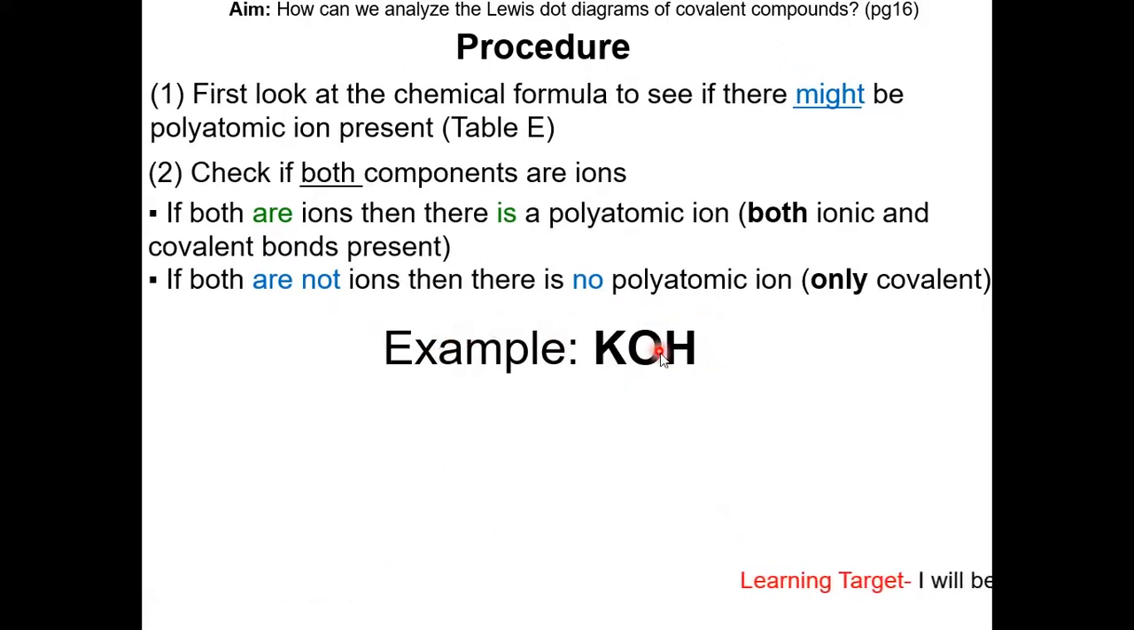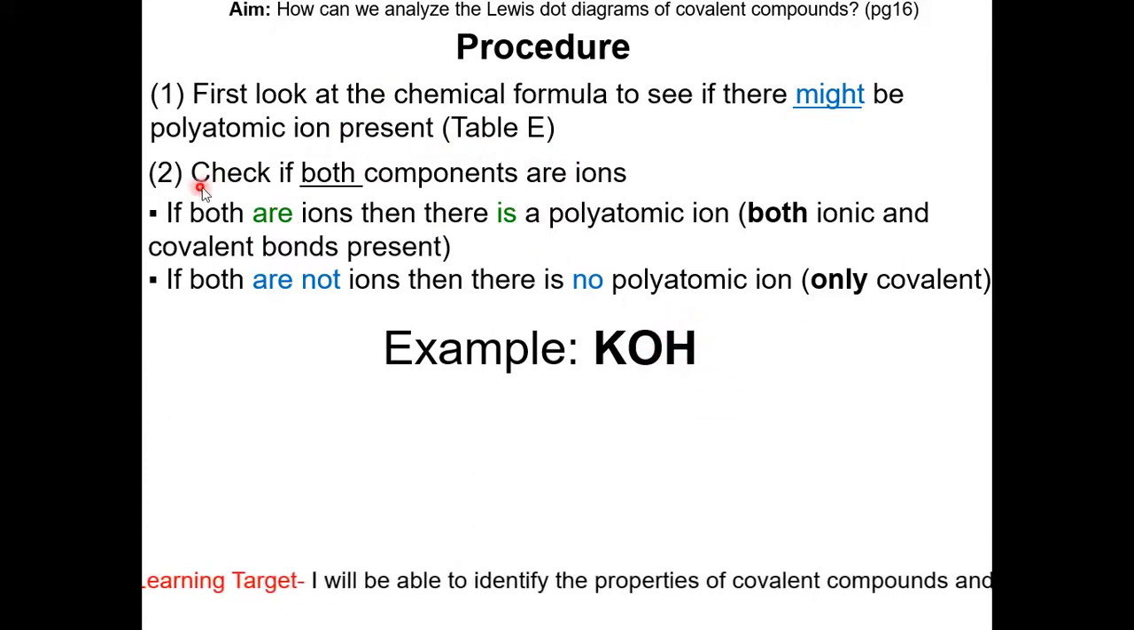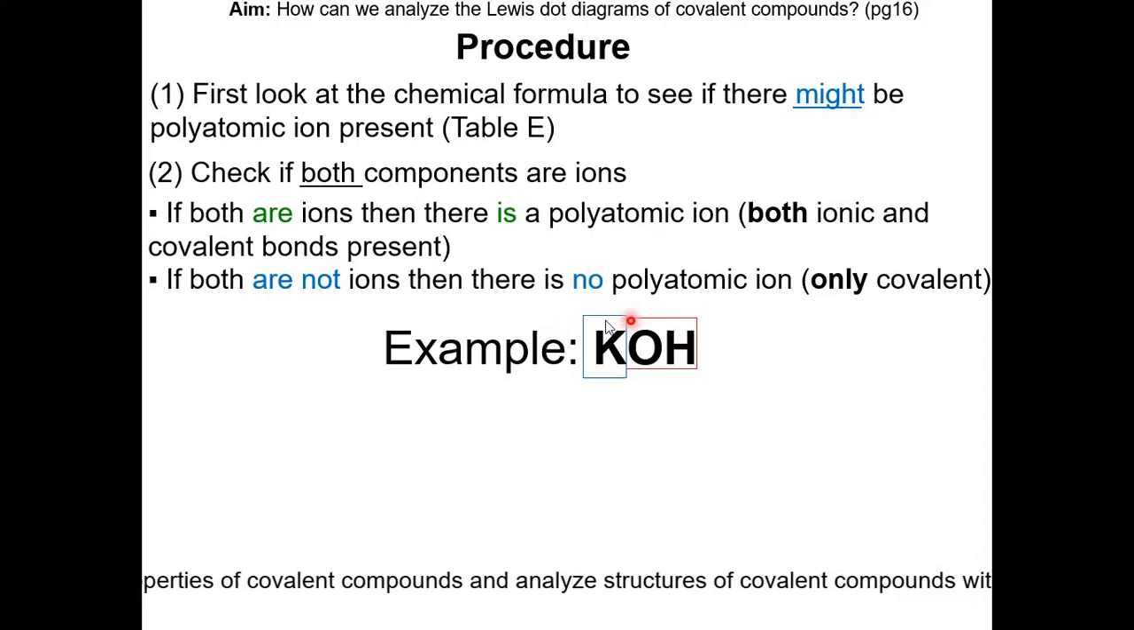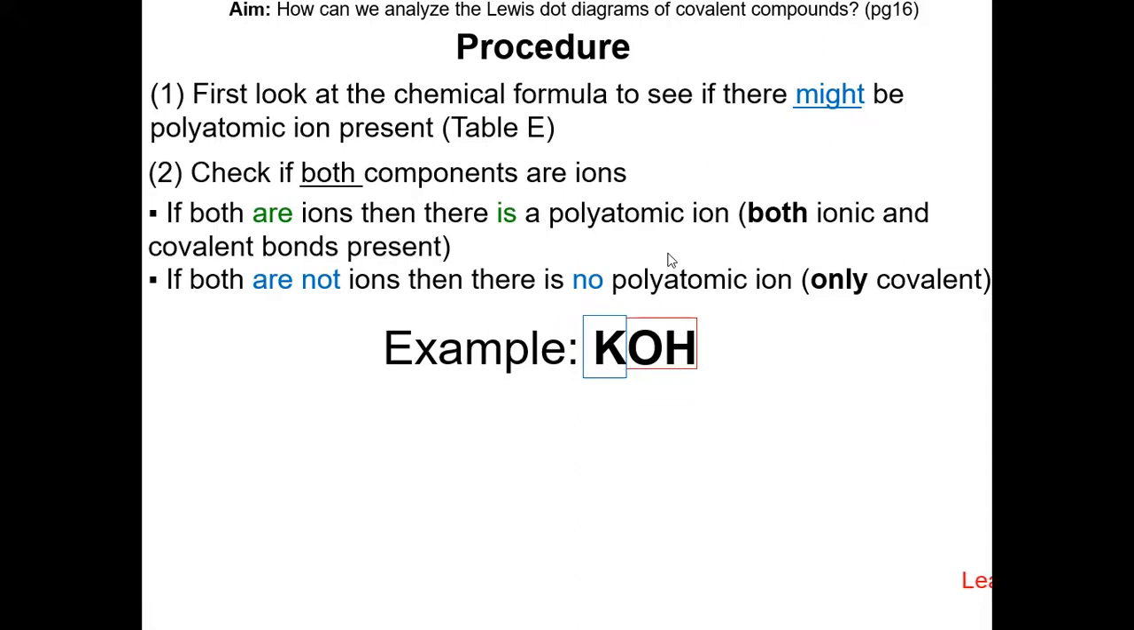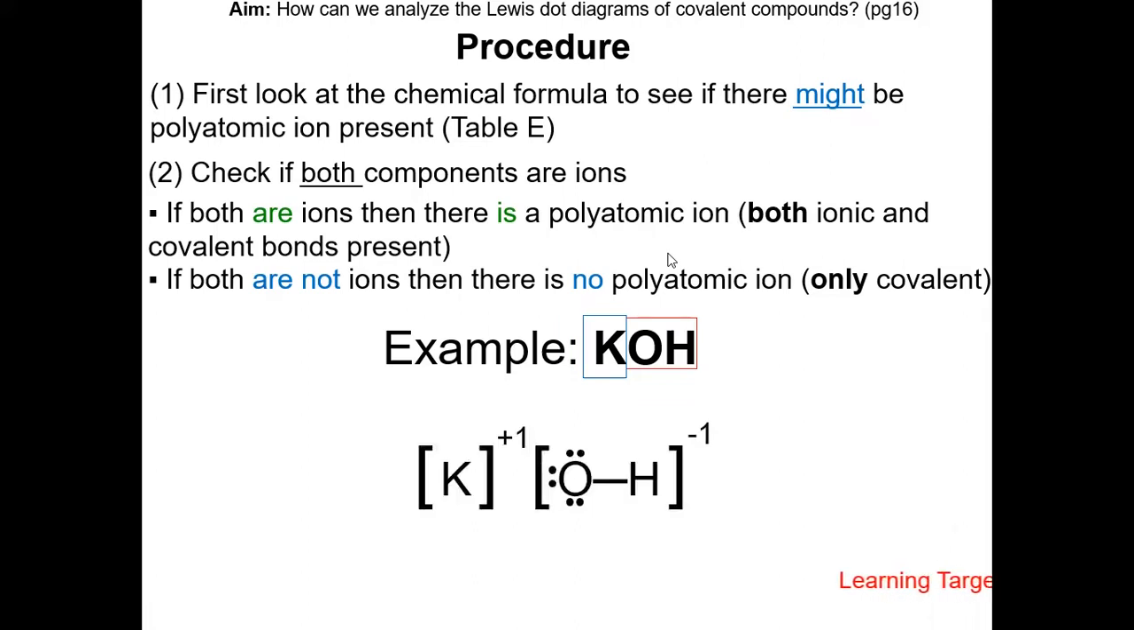Let's do another example. Let's look at KOH. Our first step is to look at the chemical formula to see if there might be a polyatomic ion present. By looking at Table E, OH might be hydroxide ion. Our next step is to check if both components are ions. The other component is K. Is K a positive ion? The answer is yes. K is a metal, and metals form positive ions. Since both are ions, there is a polyatomic ion. And if you draw the Lewis dot diagram, there's both ionic and covalent bonding.